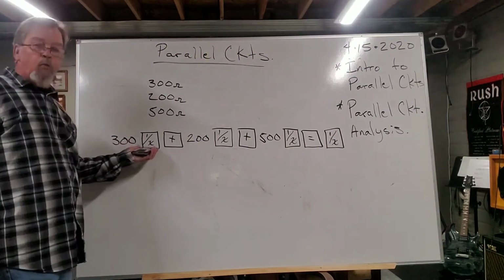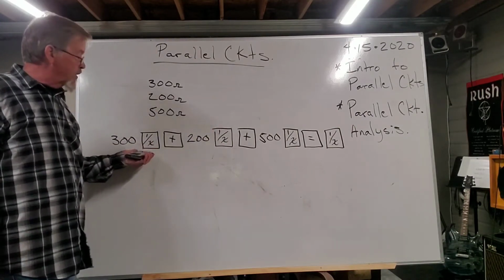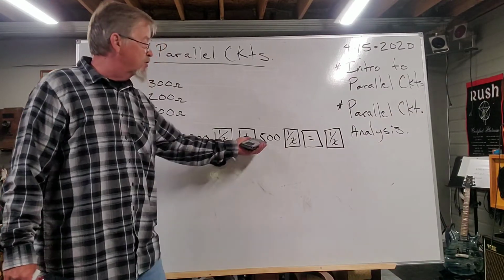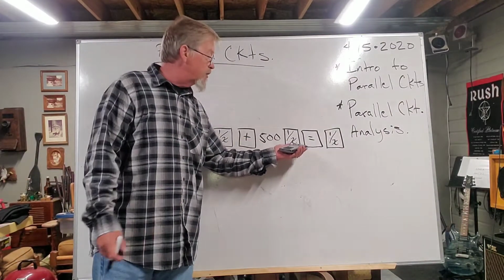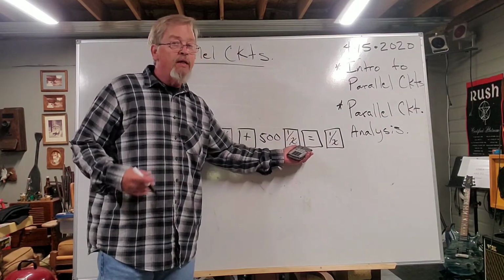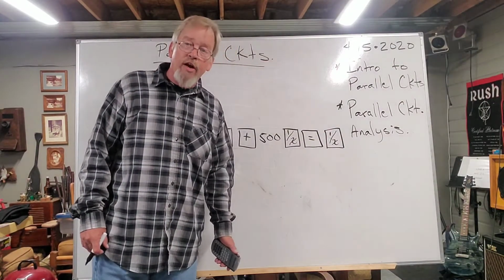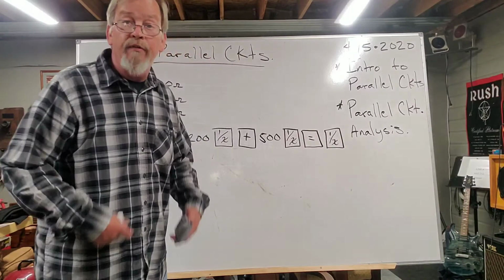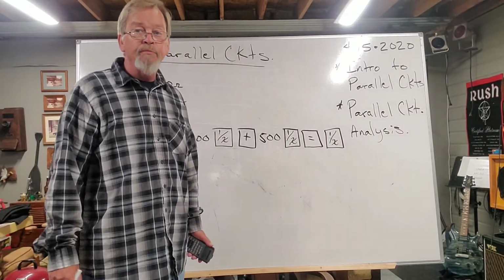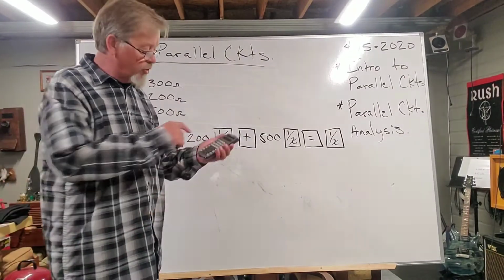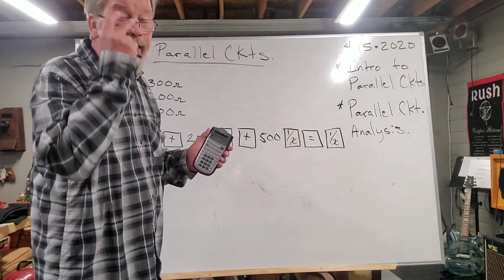So 300 1 over, that gives me the conductance, plus 200 1 over the conductance, plus 500 1 over the conductance, and I equal it all up, that gives me total conductance, and then I have to 1 over X it one last time to convert it back to resistance. All right? So run through this a couple of times. Make sure that you got that 1 over X key.